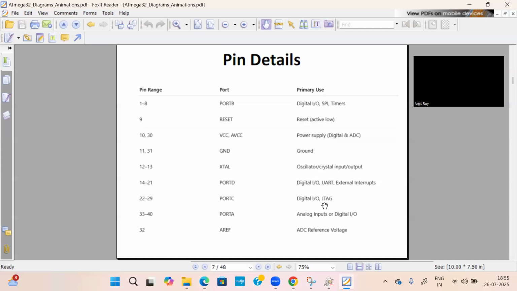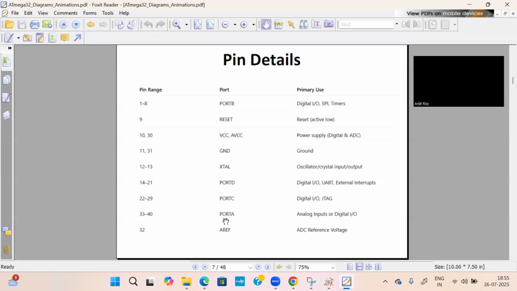Next, pins 33 to 40 are called port A pins. These pins are used as analog inputs. We can give analog data or analog inputs on these pins, or digital input output. We can use them for both purposes.